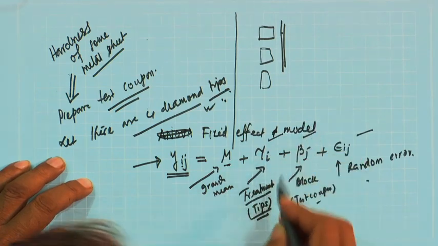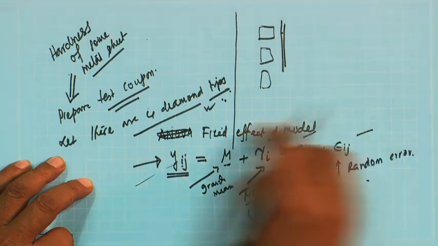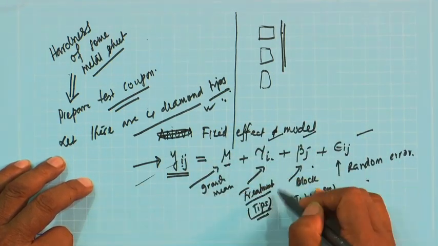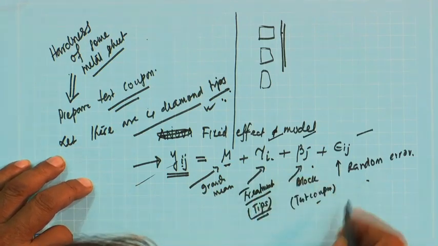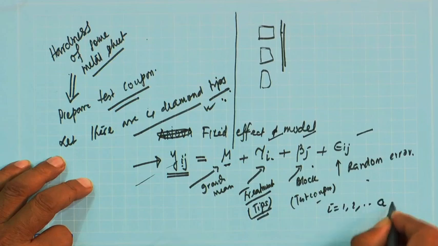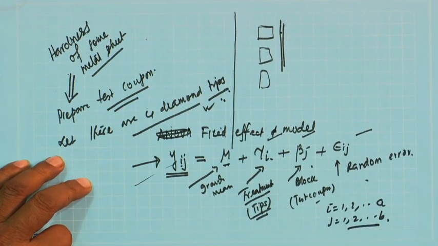Why? We are considering the treatment as fixed. Any observation will be of this form, and this mu, tau i, beta j, these are all the parameters of this model. Here i stands from 1 to a and j stands from 1 to b.